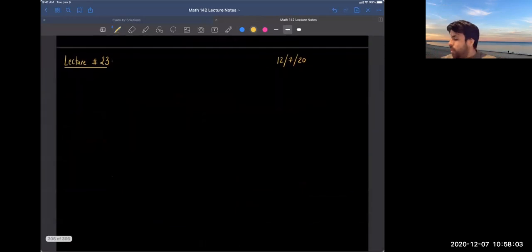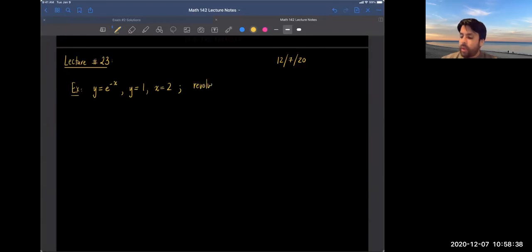So what does that look like? Let's see. If I want to find the volume of a solid that comes from these curves, y equals e to the negative x, y equals 1, and x equals 2, and you revolve it about y equals 2.